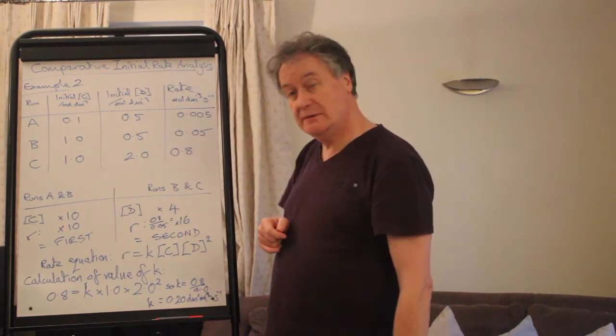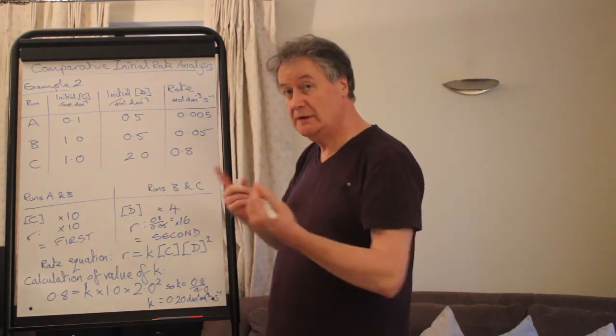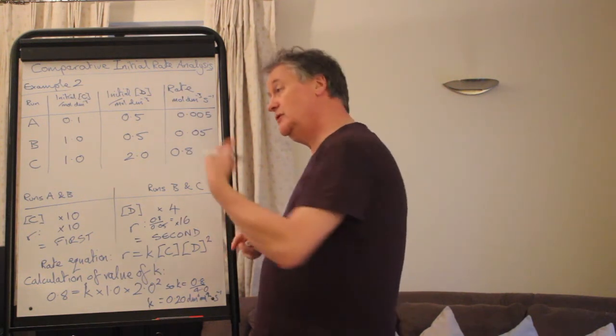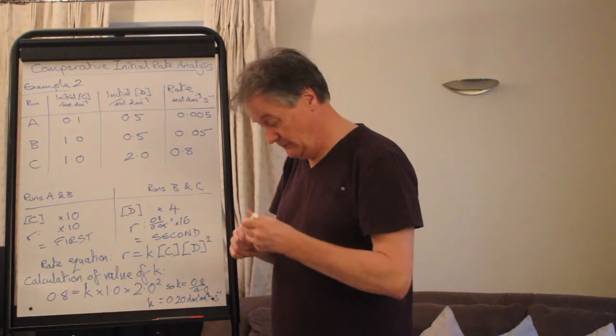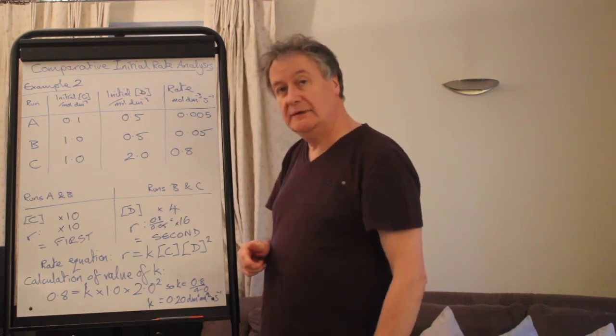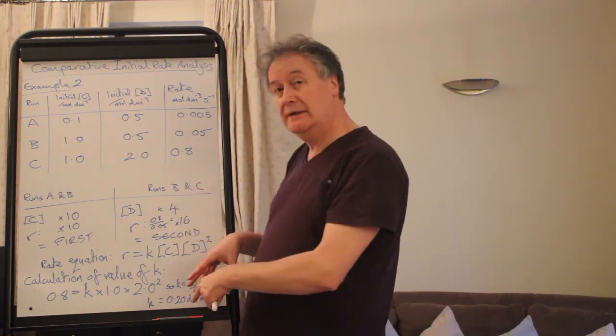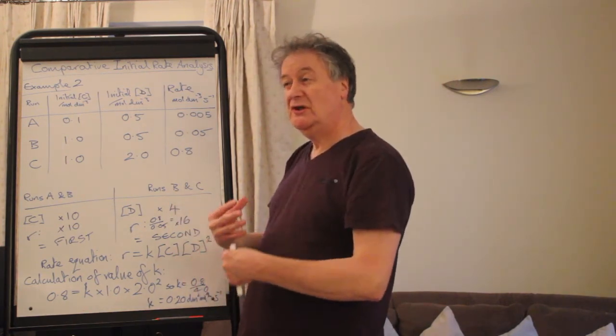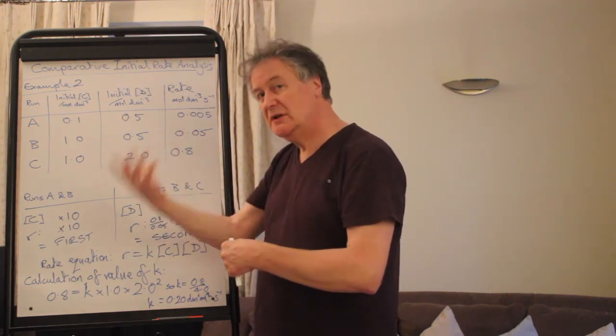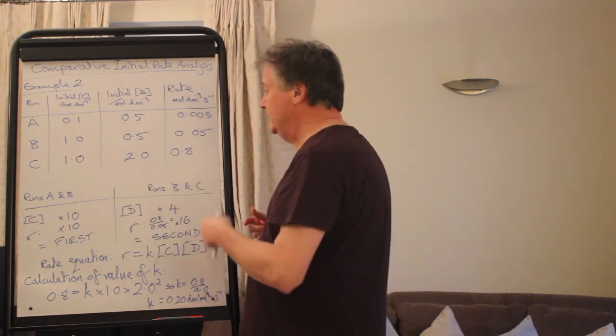Dm to the 6 moles to the minus 2 seconds to the minus 1. If you don't know how to work out the units of rate constant, go back to the couple of videos before and have a look at that. If you're not able to work out rate constant units, you're kind of not ready to do all of this. You need to go back a bit in the topic.